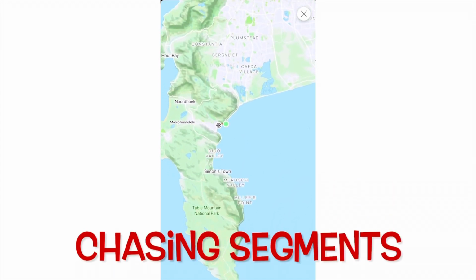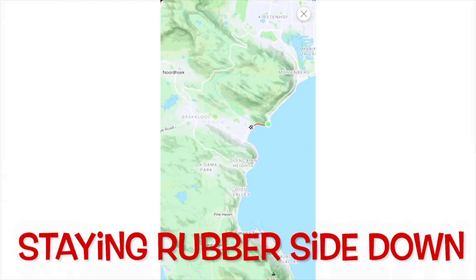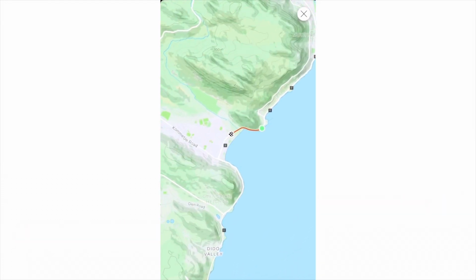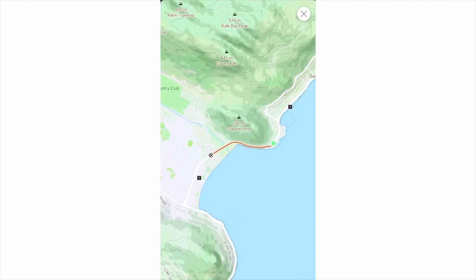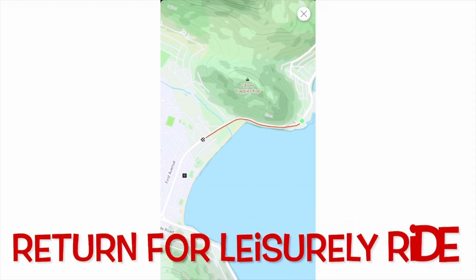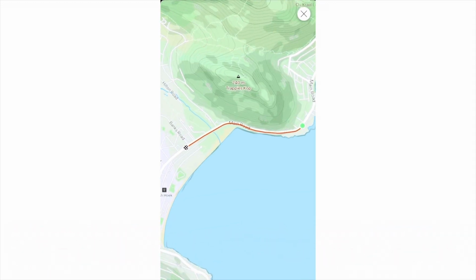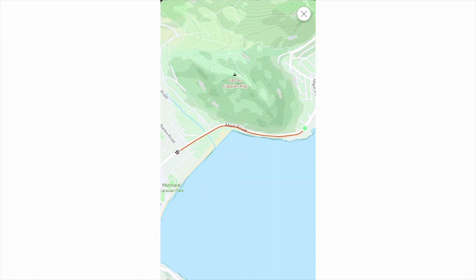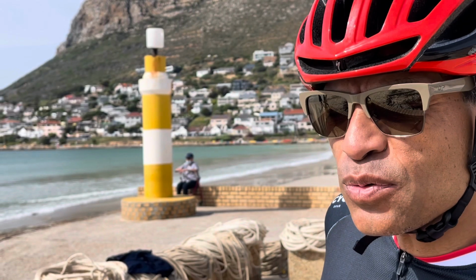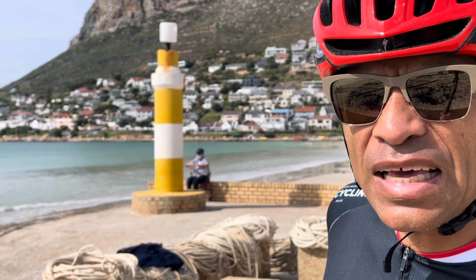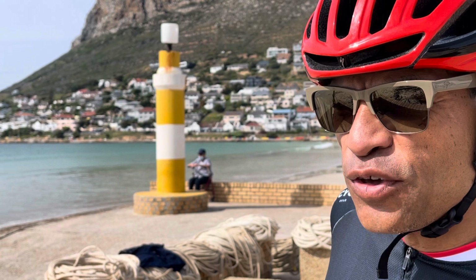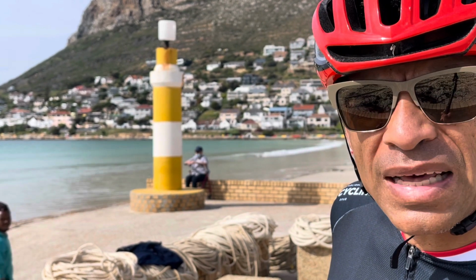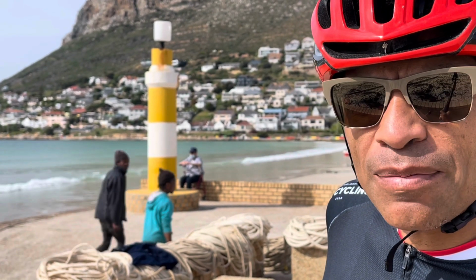So if you are either chasing segments or just trying to stay rubber side down in the Cape Town cycle tour, you are unlikely to notice the beauty of this region. Therefore, you are invited to return to Fishhoek after the race and spend time exploring its beautiful beaches. So I just want to show you some of the scenery in case you haven't had a chance to see it. If you haven't seen it, it's really worthwhile coming back to actually spend some time having a look at this beautiful town.